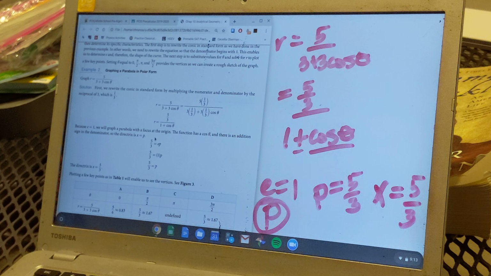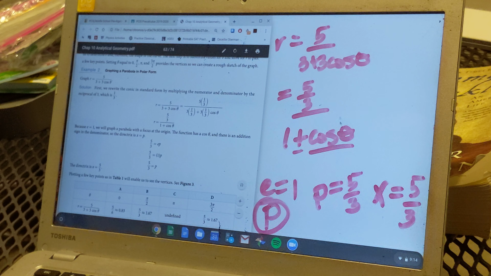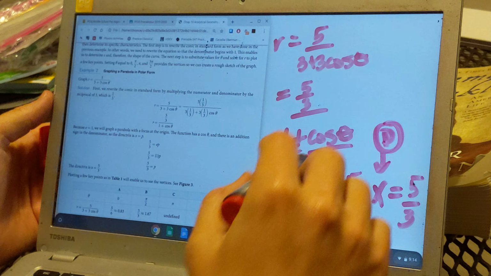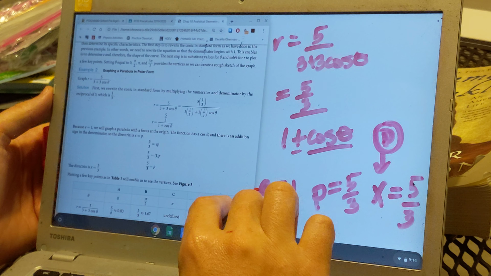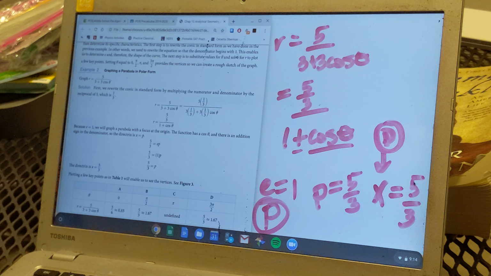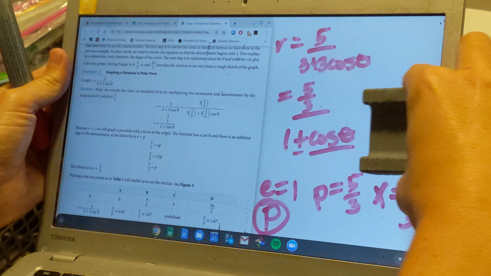Let's double check all this. Yep, x is equal to 5/3. You can kind of see all the solutions down here. You can see how they did it. So we have a parabola on our hands with a directrix. This is our directrix. Good. Here's our p value. There's our eccentricity. This p stands for parabola. Cool? And we got everything we need.